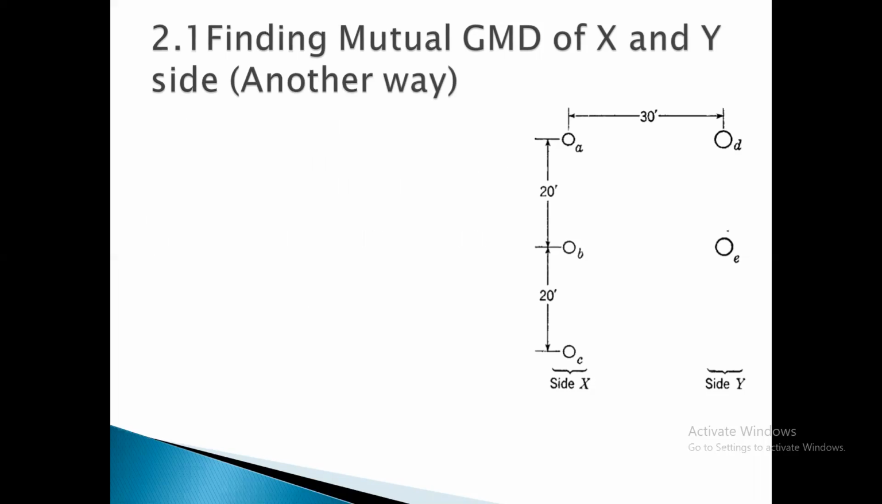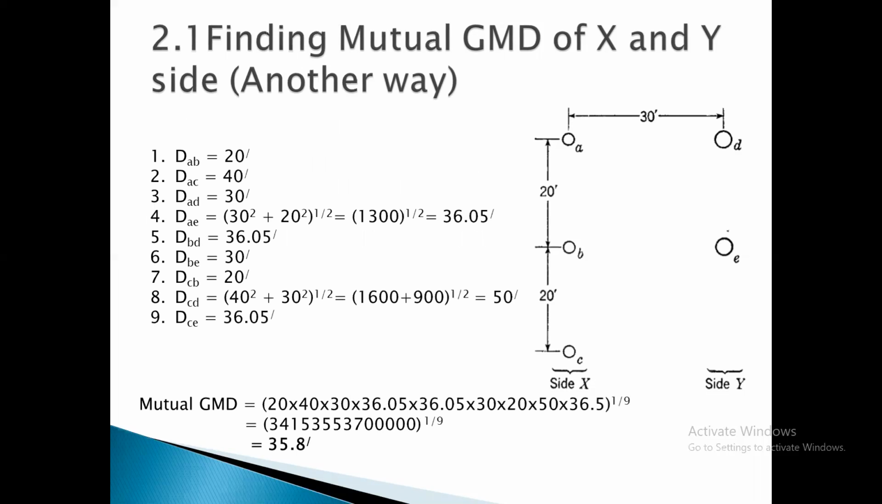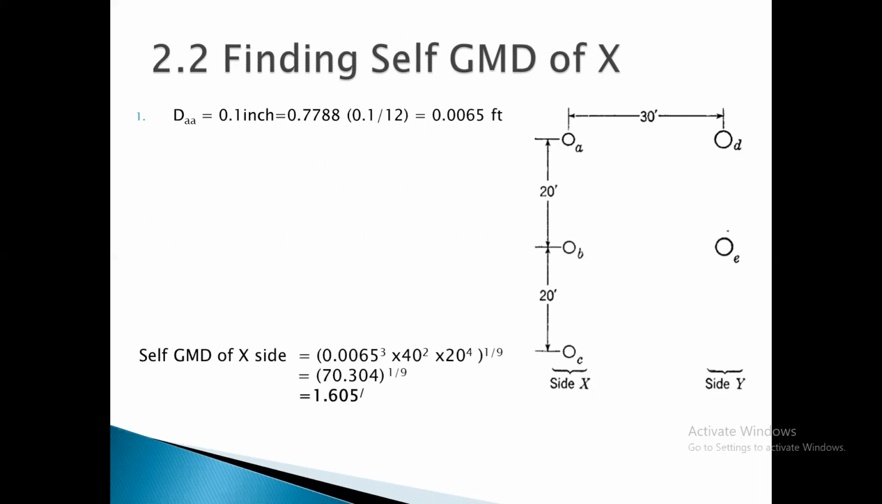There is another way. I already told you about this. Now we are going to calculate the self GMD of the same conductors, same conductor geometry. Firstly, you don't look at it. Just forget it. Just move from here.